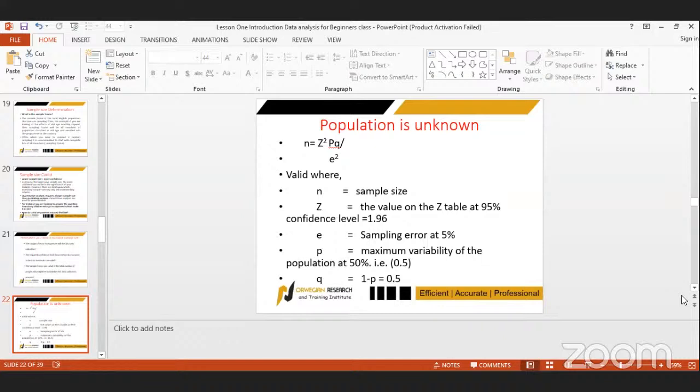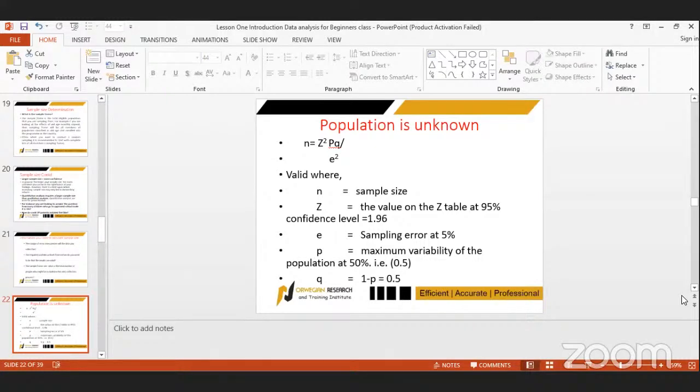So we'll be taking 0.5 times 0.5, because q is 1 minus p. So it is like 0.5 times 0.5 times 1.96 squared. That is the numerator. Then the denominator is the margin of error squared. So when you compute this, you are simply going to get your n value, where the population is unknown. Now we perhaps want to demonstrate with an illustration on how you can arrive at this sample size.